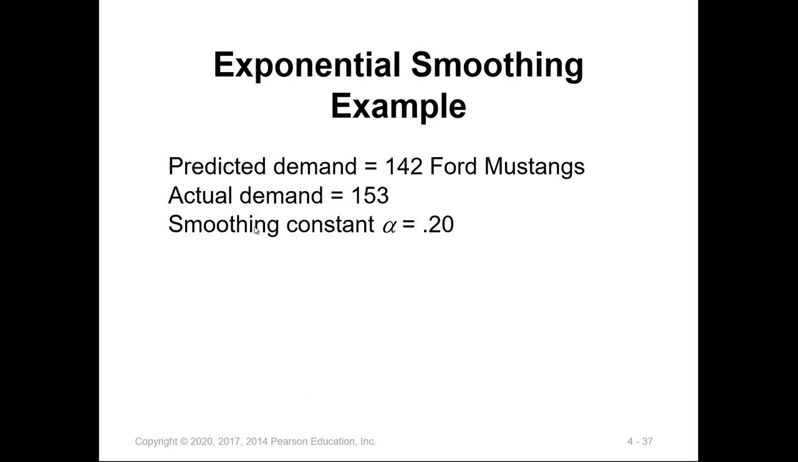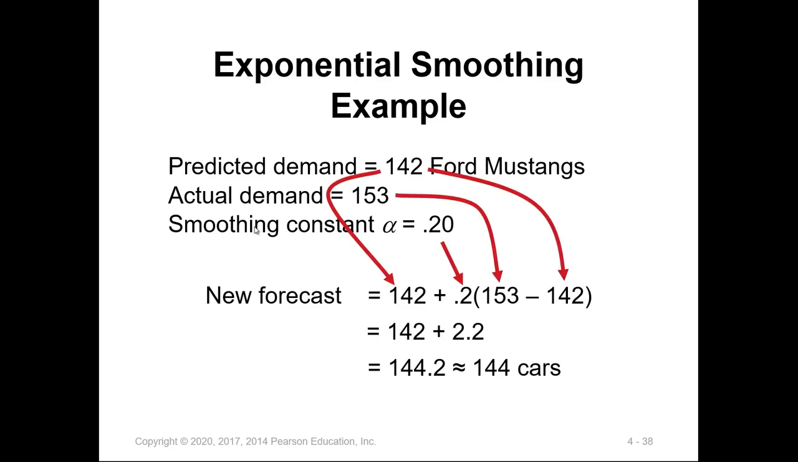The example in this slide assumes that Ford company was trying to predict the market demand for the Ford Mustang. The predicted demand equals 142 Ford Mustangs. The actual demand was 153. The smoothing constant alpha was 0.2. Substituting the values in the exponential smoothing formula, the new forecast will equal 142 plus 0.2 multiplied by 153 minus 142. That is 142 plus 2.2, which will equal 144.2 or around 144 cars.